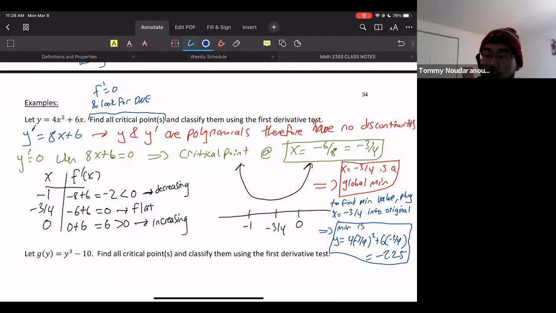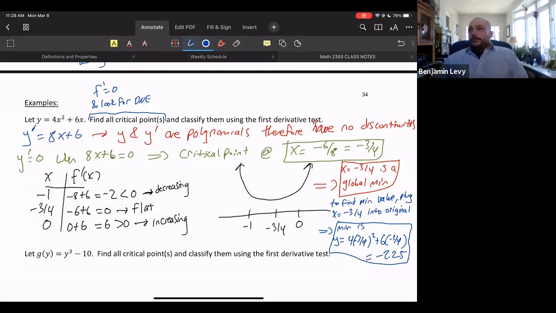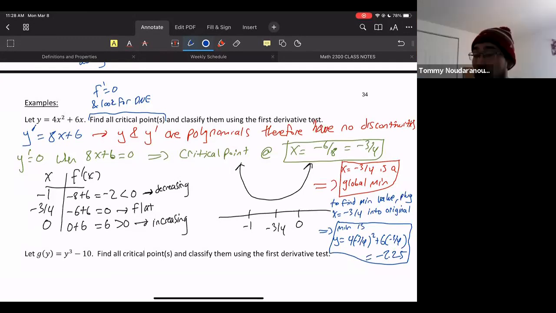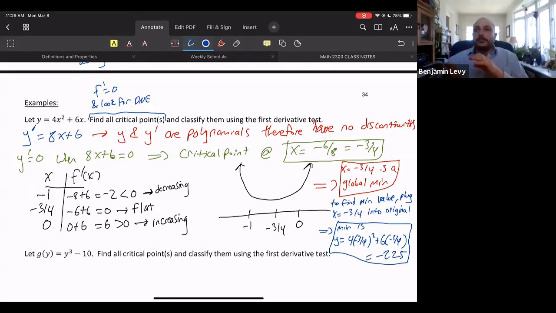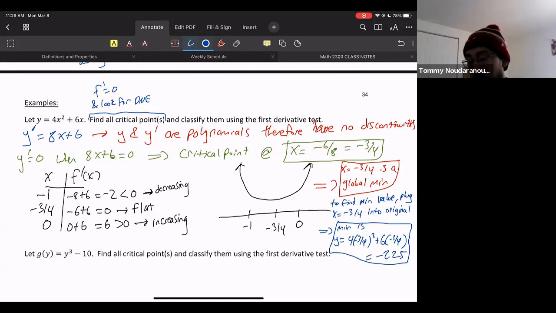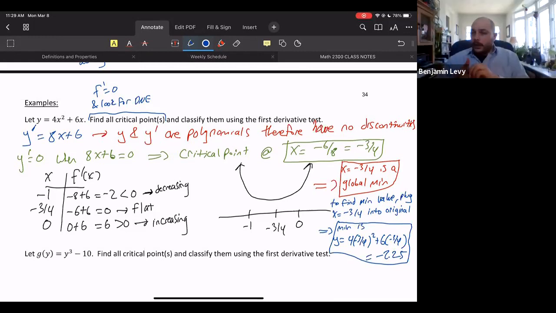So I have a question. Yeah, go ahead, Tommy. I'll go first. Cool. So if you ask where the min is, it's the x value, right? Correct. And then what is it? You plug it into the original, and then you get the y, which is what the min is. That's right. So that's exactly right. Someone else want to say something?